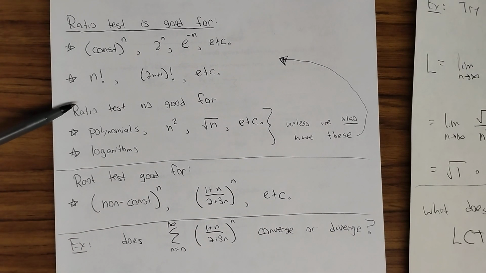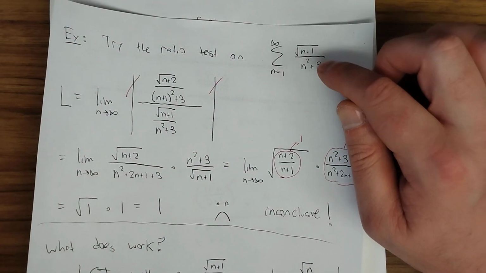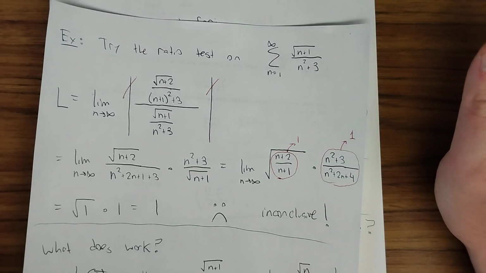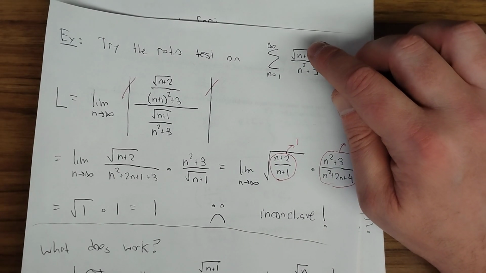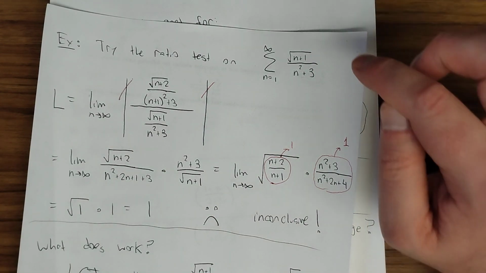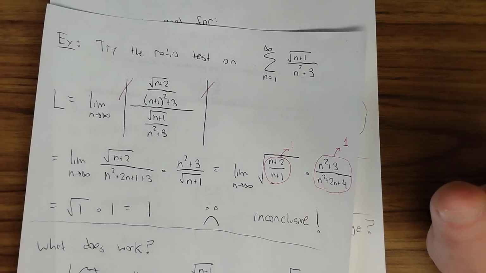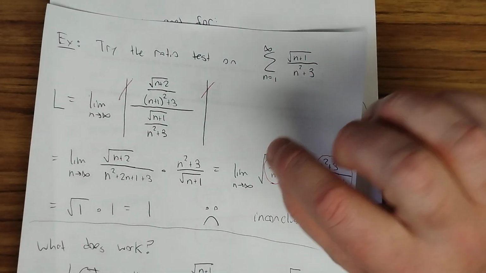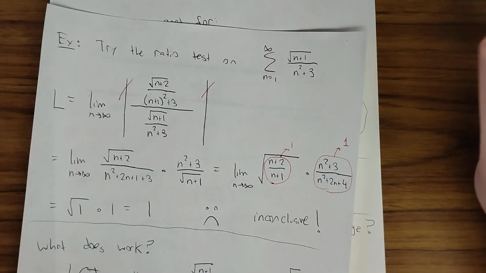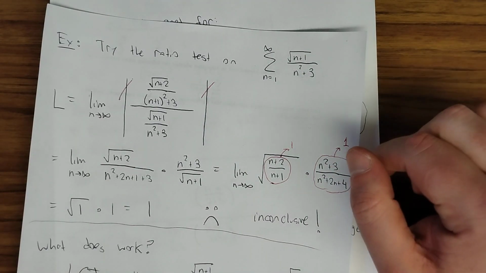What is it not good for? And when I say not good, I mean it's going to be inconclusive. It's going to ultimately be a waste of time. Like the last one, in retrospect, we maybe could have foreseen that the ratio test is going to be a waste of time on this, because roughly speaking, it only involves powers of n. There's nothing exponential. There's nothing with n in the power, like 2 to the n or anything like that. There's also no factorials. There's just powers and roots.